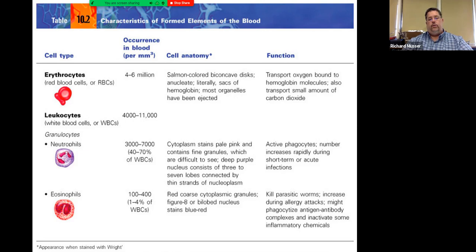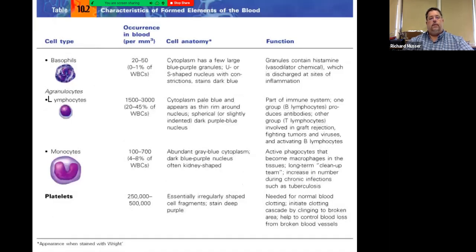We have eosinophils, which have red coarse cytoplasmic granules and are bilobed and stained red. These kill parasitic worms and increase also during allergic attacks. They will phagocytize antigen-antibody complexes, so they help to digest and eat things that aren't supposed to be there as well. And they also inactivate some of the inflammatory chemicals. So anything that stimulates that, they'll respond to.